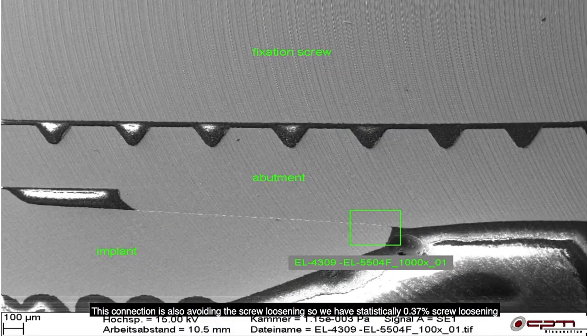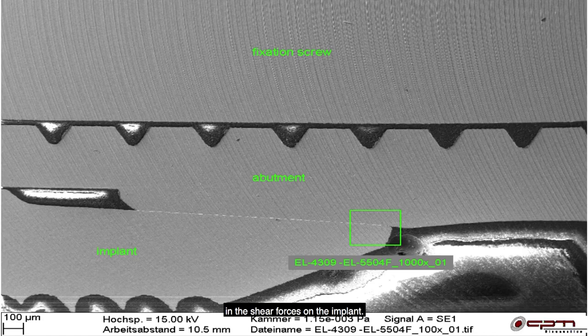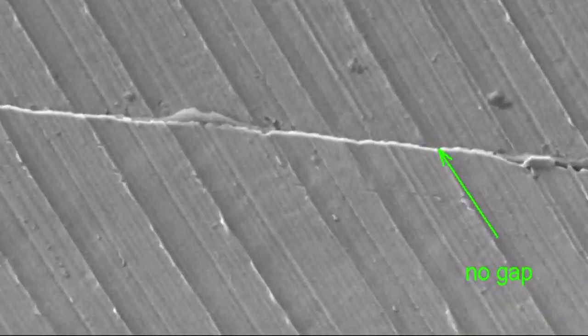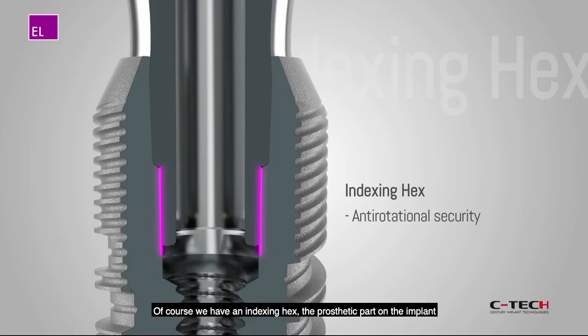This connection is also avoiding the screw loosening. So we have statistically 0.37% screw loosening of the implant, and the literature also shows the highest stability in the bending forces and in the shear forces on the implant. So practically, between the abutment and implant there is no gap. Microscopically, there is no gap. Of course, we have an indexing hex.